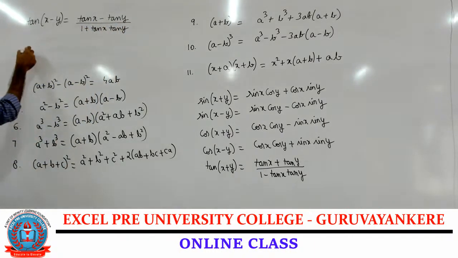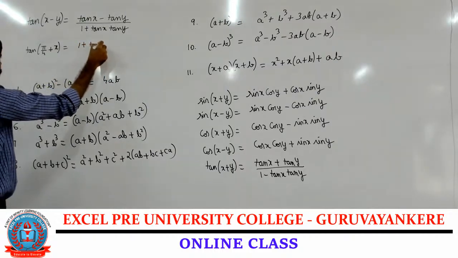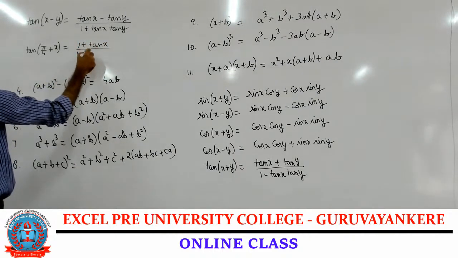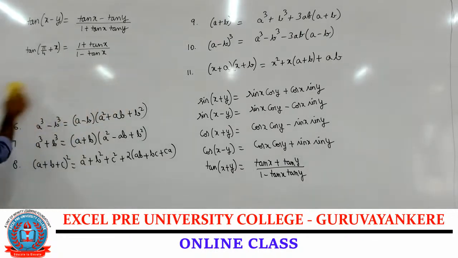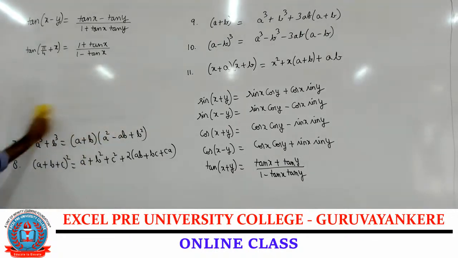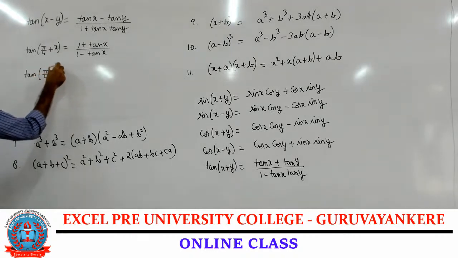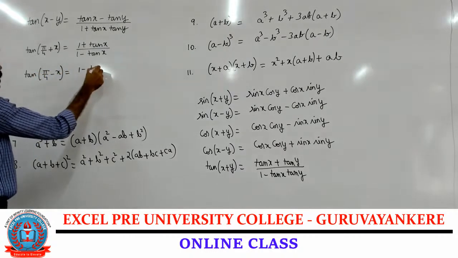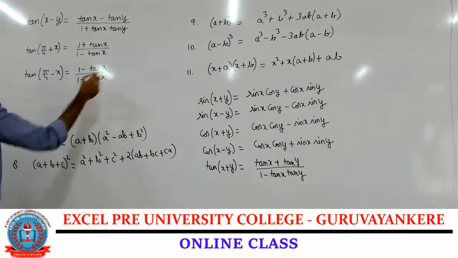Next we have tan of pi by 4 plus x. Tan of pi by 4 plus x is equal to 1 plus tan x by 1 minus tan x. Tan of pi by 4 minus x. Tan of pi by 4 minus x is 1 minus tan x divided by 1 plus tan x.